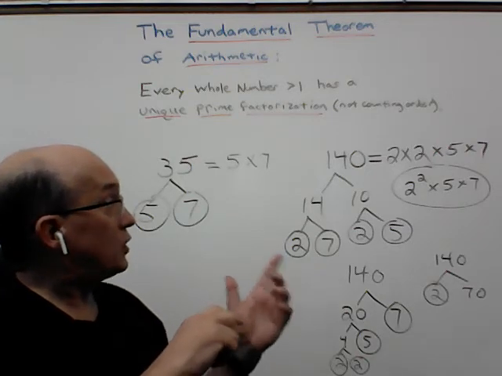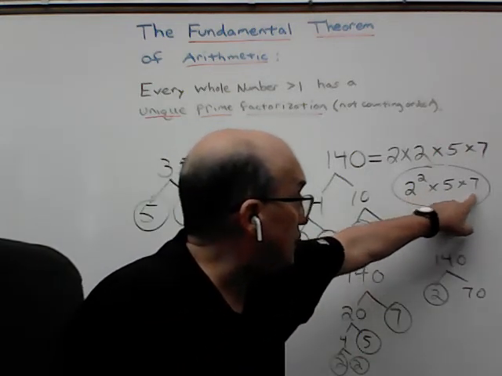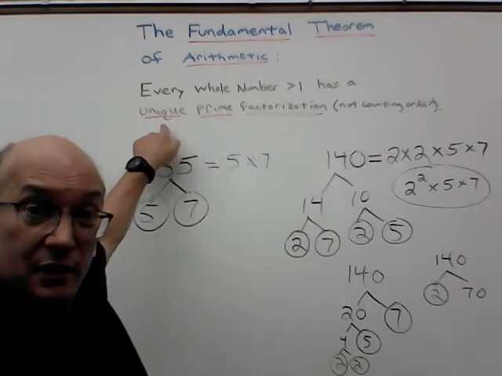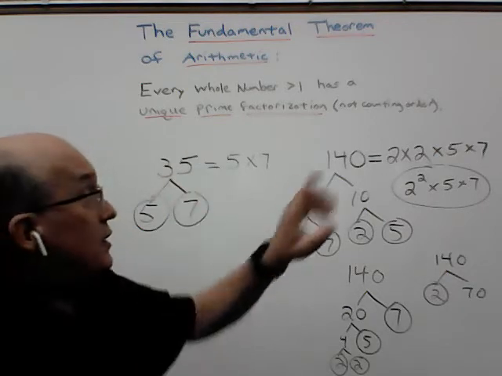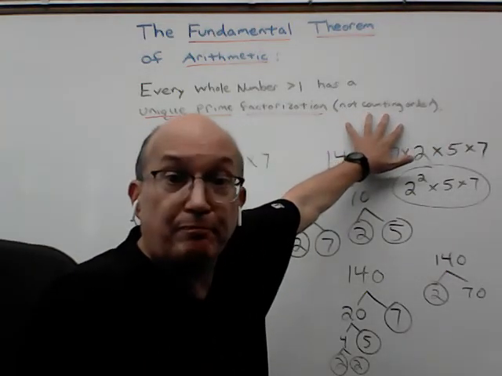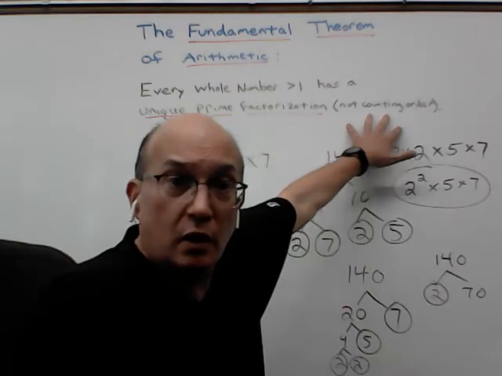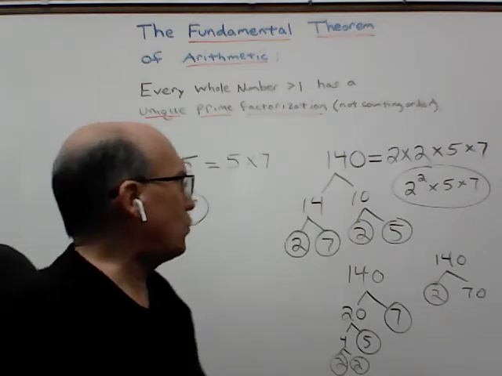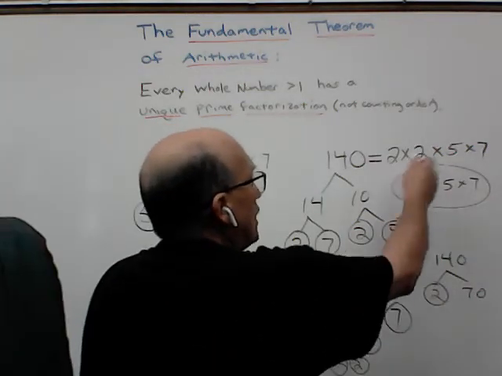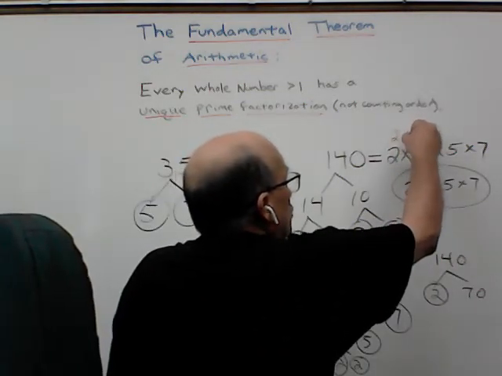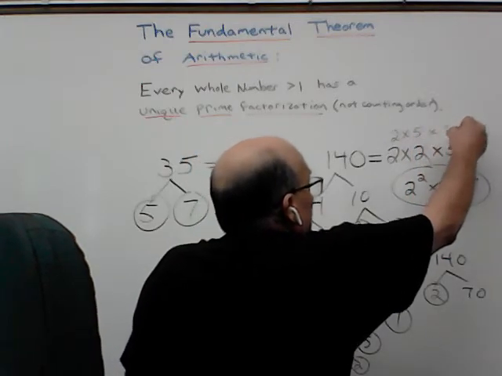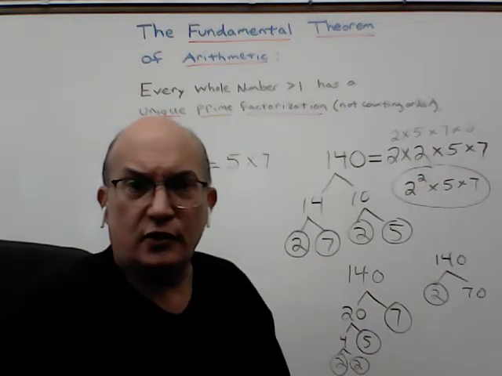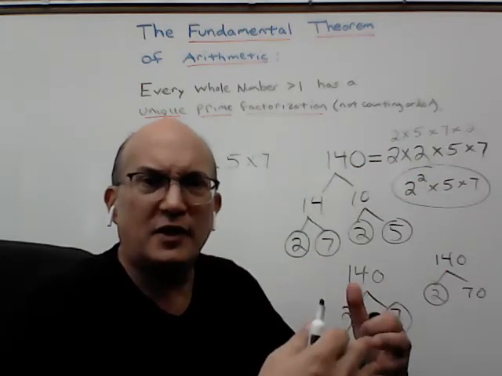No matter how you do it, it's always going to be 2 squared times 5 times 7. And that goes back to this word unique. The word unique means there's only one. Now, notice in the statement of the fundamental theorem of arithmetic, I said not counting order. In other words, someone could say, well, it's 2 times 2 times 5 times 7, or it's 2 times 5 times 7 times 2. Of course, we could rearrange the order of the factors, but that's why we say not counting order.